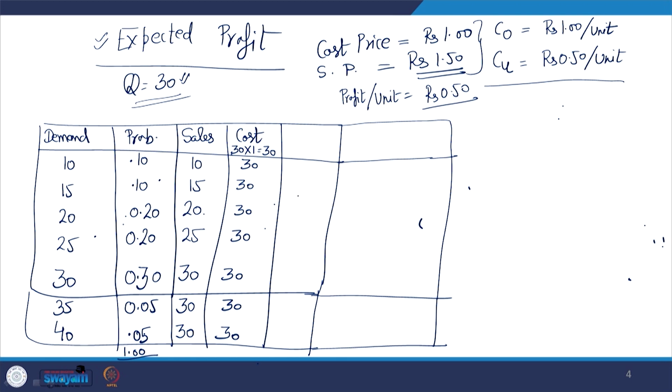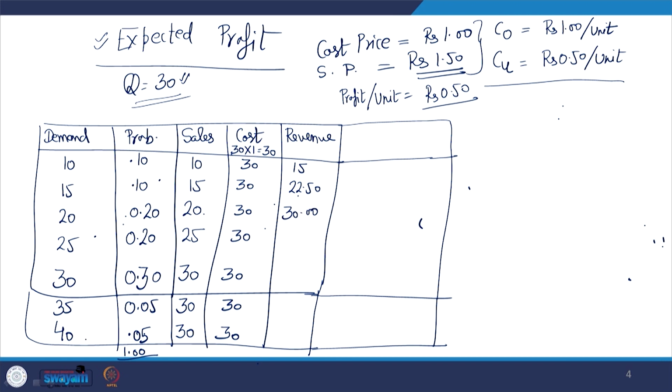Now, the revenue. On this particular day you are selling 10 newspapers. So, 10 into 1.5, that is the selling price. So, your revenue on this particular day becomes 15 rupees. 15 is the selling quantity, the selling price is 1.5 rupees, so 22 rupees 50 paisa. 20 is the selling quantity, 1.5 is the selling price, so it becomes 30.